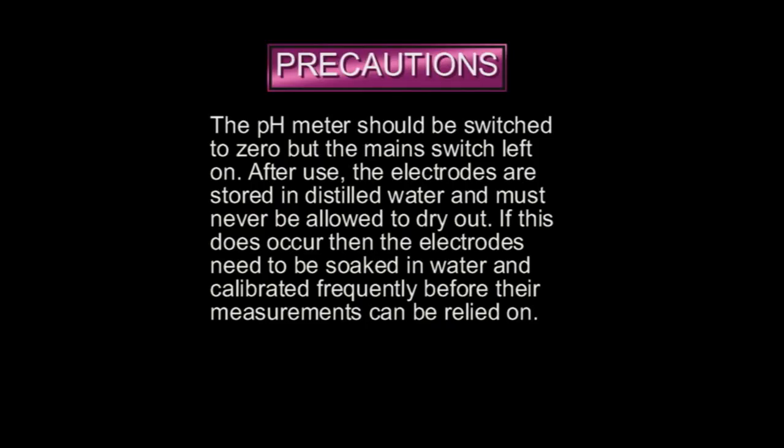Precautions: the pH meter should be switched to zero, but the main switch left on. After use, the electrodes are stored in distilled water and must never be allowed to dry out. If this does occur, then the electrodes need to be soaked in water and calibrated frequently before their measurements can be relied on.